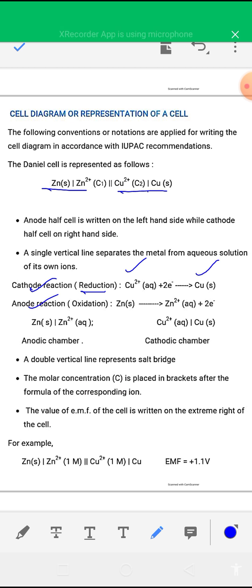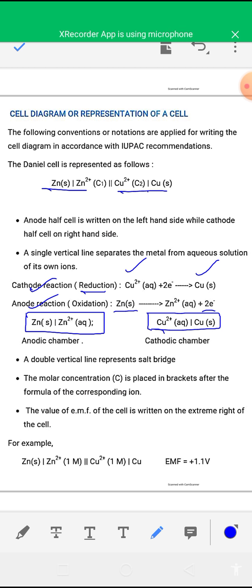At the anode, the oxidation reaction, the zinc electrode loses 2 electrons and is converted into Zn2+ ion. The cathode is Cu2+ / Cu. The representation of the cathode is Cu2+ / Cu, and the representation of the anode is Zn / Zn2+. Zinc loses 2 electrons and is converted into Zn2+, so the anode is zinc slash Zn2+.